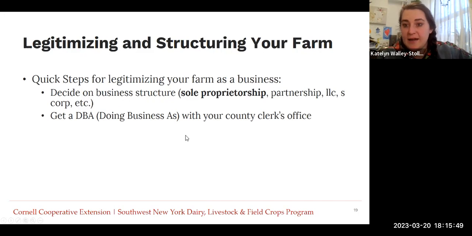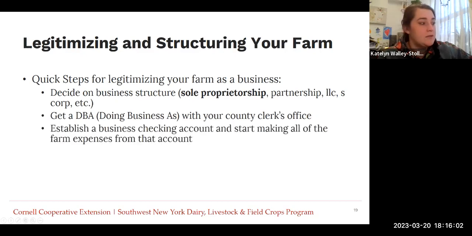After you decide on your business structure, I would encourage you to get a DBA, a doing business as. This is not required to do your taxes, but it is required sometimes, most of the time, to keep track of a separate bank account. So establish a separate checking account for the farm. This is really important for filing taxes as a farm business.